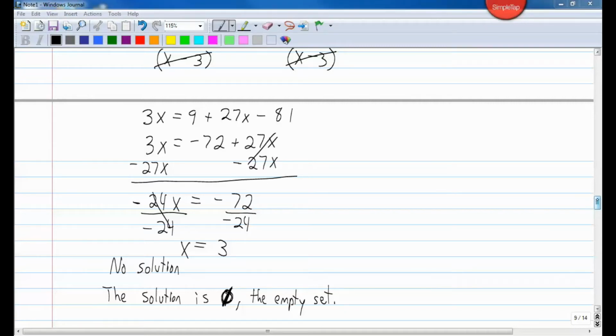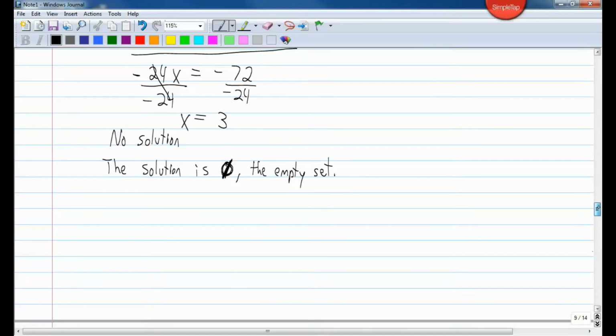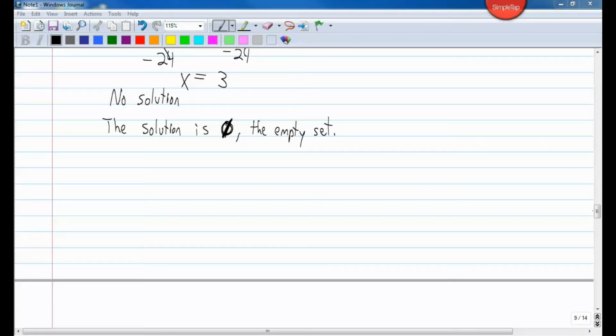Any questions? So anytime that we work out a rational equation and our answer is one of the restrictions, if we have more than one, or if we just have one, if our answer is one of those, then the answer is no solution. So the solution set is actually this symbol right here. We can say the empty set. Still means no solution. Another good problem.